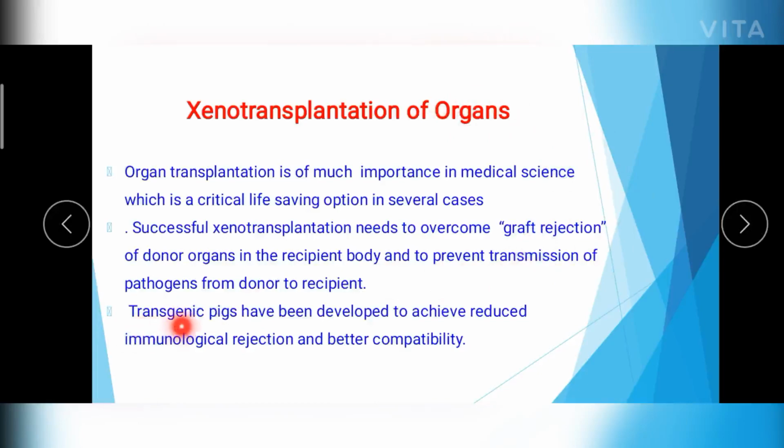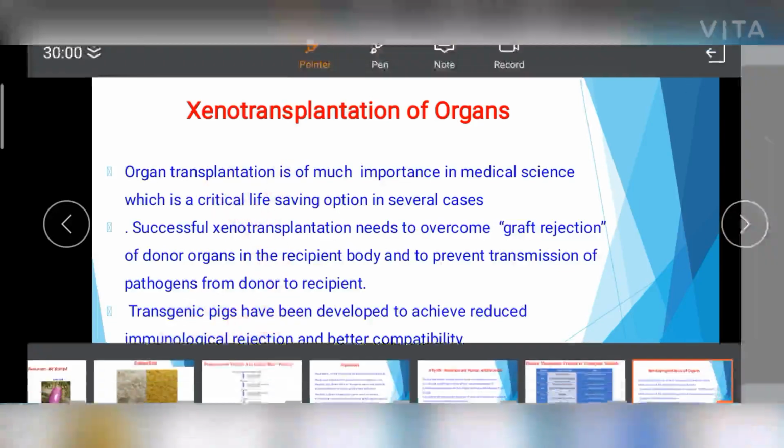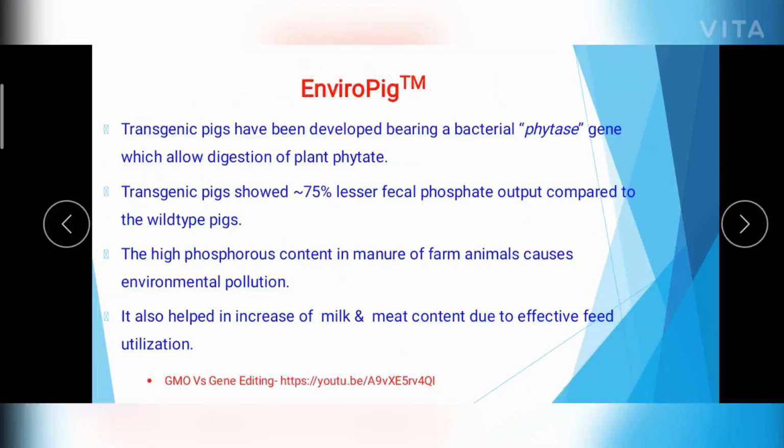So these transgenic pigs are now developed to achieve reduced immunological rejection and better compatibility. These transgenic pigs are taken as a source for the production of different types of human organs in their body, and they are used as a source for organ transplantation. Next, coming to the other example, Enviropig. These transgenic pigs are developed by inserting a foreign gene called phytase, which is isolated from bacteria.